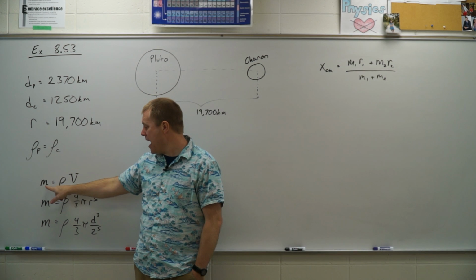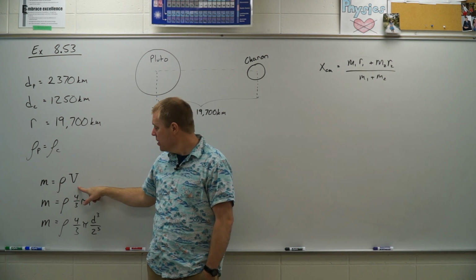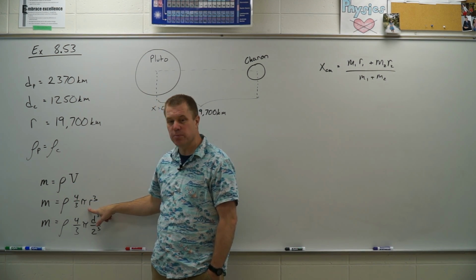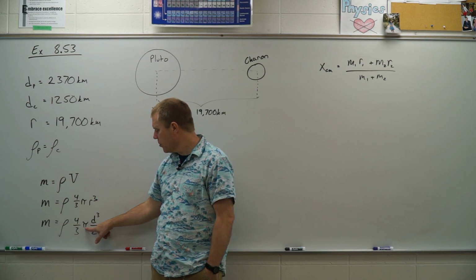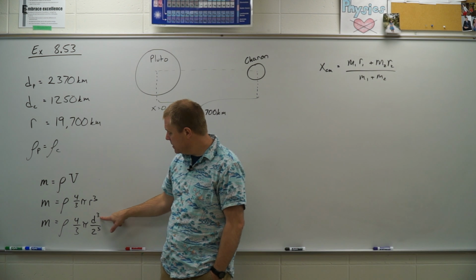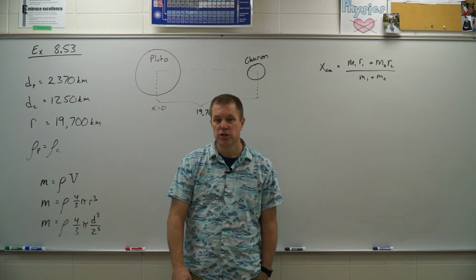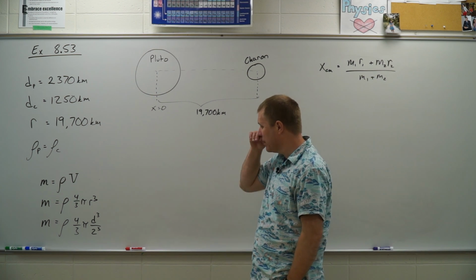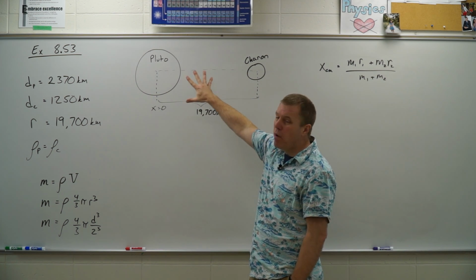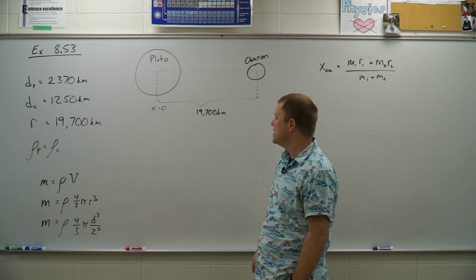Now I know that mass is density times volume. The volume of a sphere is 4/3 pi r cubed, and so I can talk about the mass as being the density times 4/3 pi times diameter cubed over 2 cubed. So as I substitute in d over 2 for radius, that's what I get. And I want to find where is the center of mass of this system.